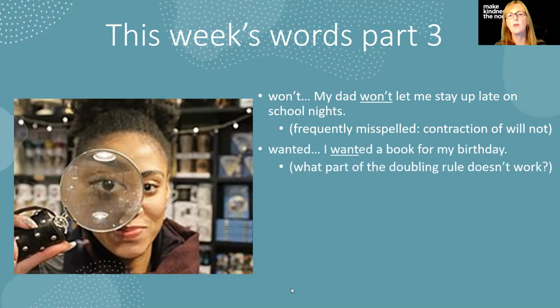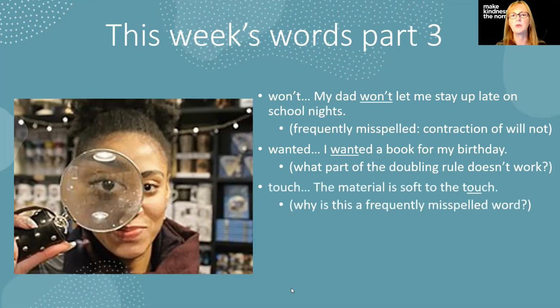Wanted. I wanted a book for my birthday. What part of the doubling rule doesn't work here? We have a one-syllable word. We have a short vowel sound. But do we have only one consonant after that vowel? No, we have 2 consonants, N and T. So we cannot double. It breaks that rule.